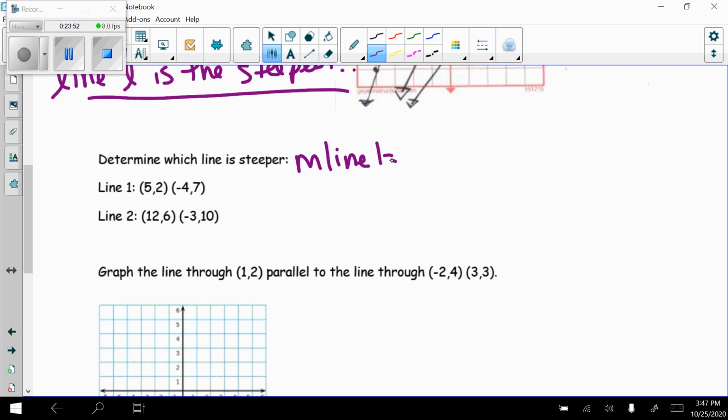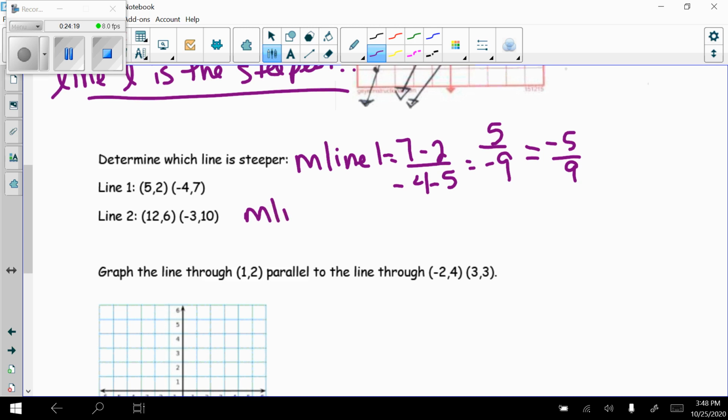plug into the formula. So subtract the y's, 7 minus 2 over negative 4 minus 5. 7 minus 2 is 5. Negative 4 minus 5 turns to negative 9. So my slope is negative 5/9. So I see that this slope from left to right, this line would be decreasing. I cannot simplify or reduce that any.